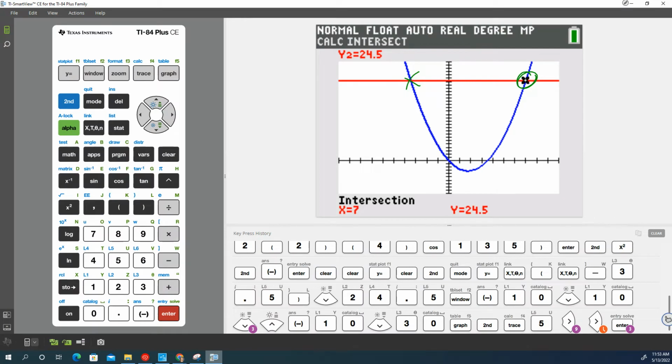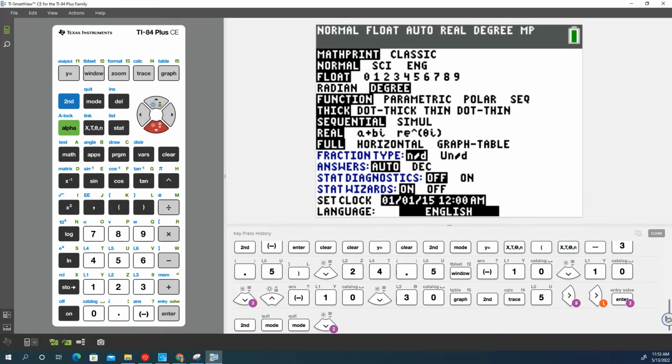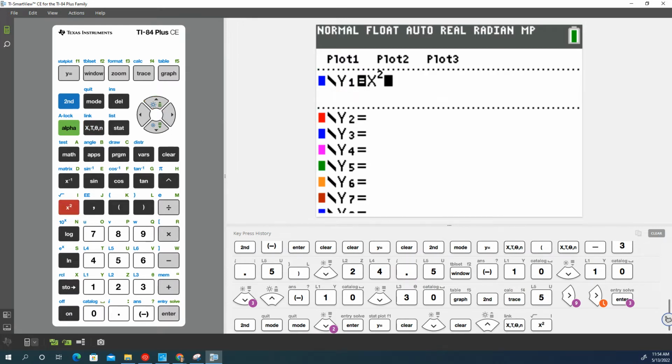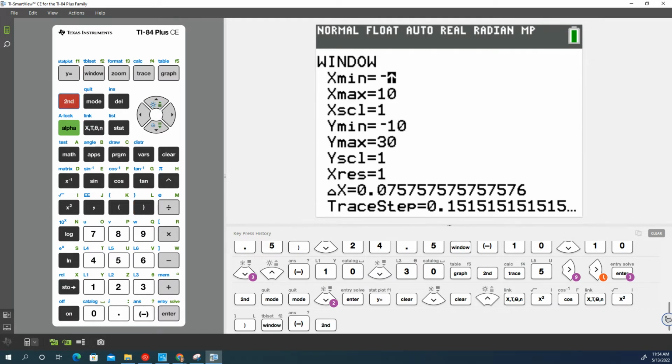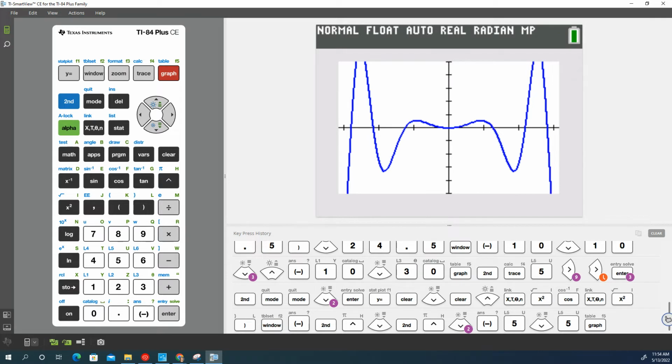I reminded students that, hey, if you're graphing trig functions, we must be in radian mode. Right now, my calculator is telling me it's in degree mode, so I'm going to go ahead and switch it over to radian. Go to my y equals. I'm going to graph x squared, cosine of x squared. Again, I'm only looking from negative pi to pi. And I'm only looking for where it equals 0, so where it crosses the x-axis. I'm just going to zoom in around my x-axis like so.